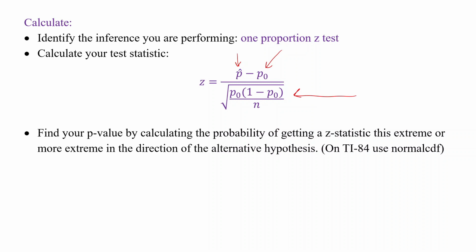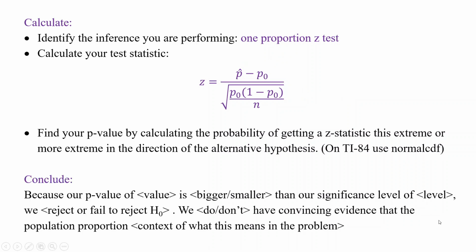Now, I say standard deviation of our claimed proportion because, again, we create our sampling distribution around P naught, so our center is P naught, and then our standard deviation has to be based off of P naught. So we calculate Z, and then we find our p-value by finding the probability we get this Z statistic, or more extreme, and we use normal CDF for that, okay? Like we have always done with Z-scores.